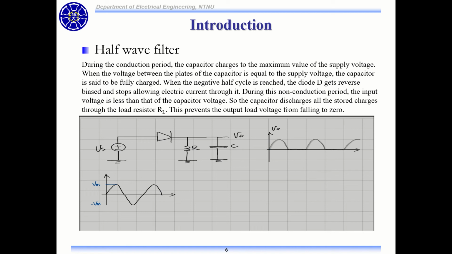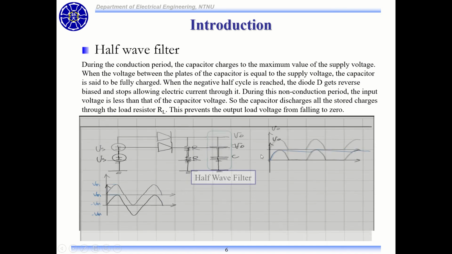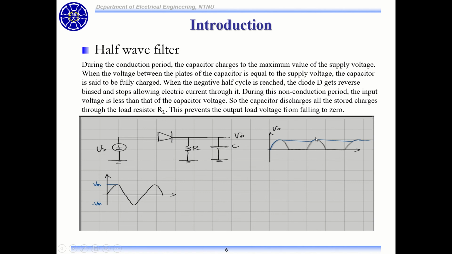This prevents the output voltage from falling to 0. And you can see this is the ideal one. And if the VD is 0.7, this curve will be lower than the ideal one. And this is the process of the charge and discharge.